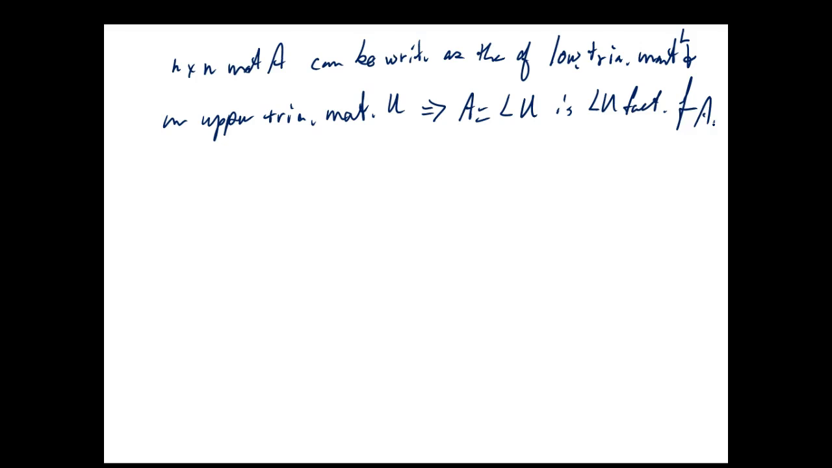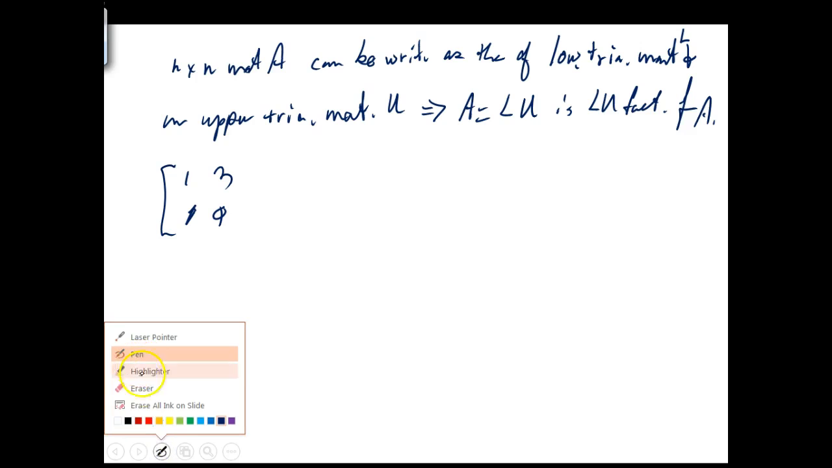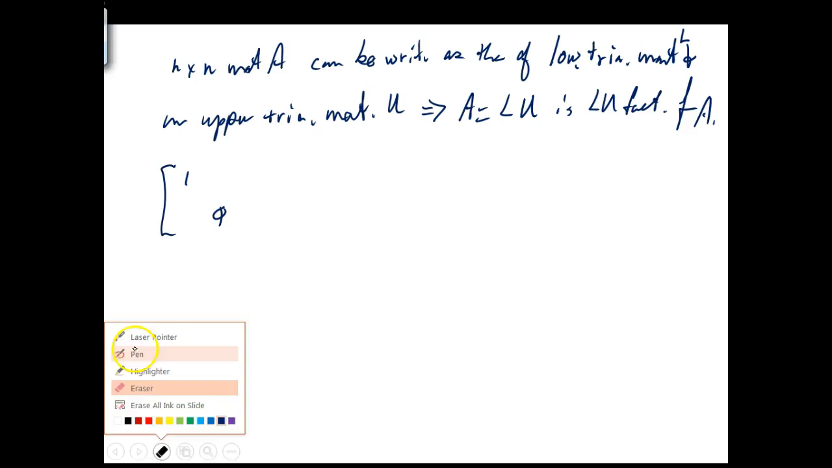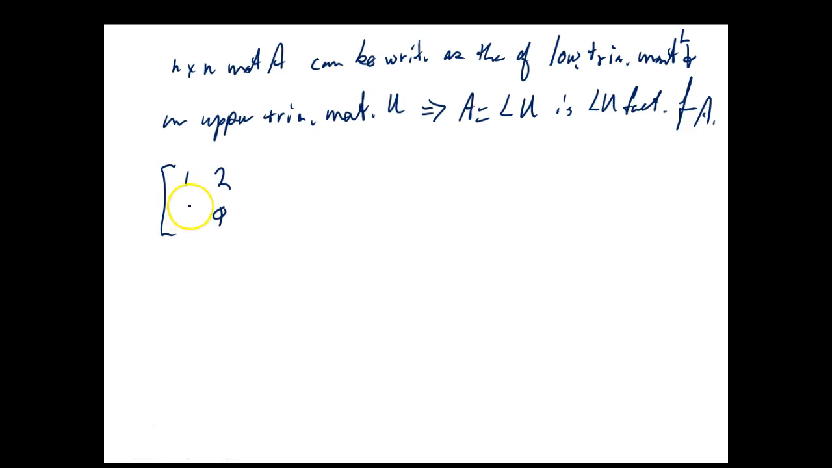All right, here's example 5. We're just going to start off by showing you something. Here's a matrix A: 1, 2, 1, 0.